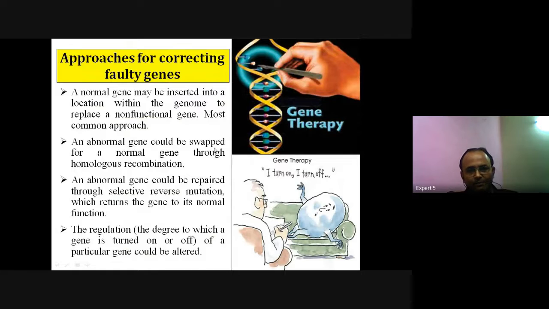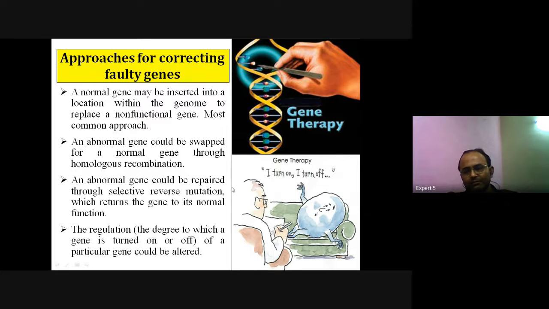There are some approaches for correcting faulty genes in gene therapy. The first one is that a normal gene may be inserted into a location within the genome to replace a non-functional gene. It is the most common approach. Second, an abnormal gene could be swapped for a normal gene through homologous recombination. Third, an abnormal gene could be repaired through selective reverse mutations, which return the gene to its normal function. Fourth, the regulation of a particular gene could be altered, which means antisense technology or gene silencing.